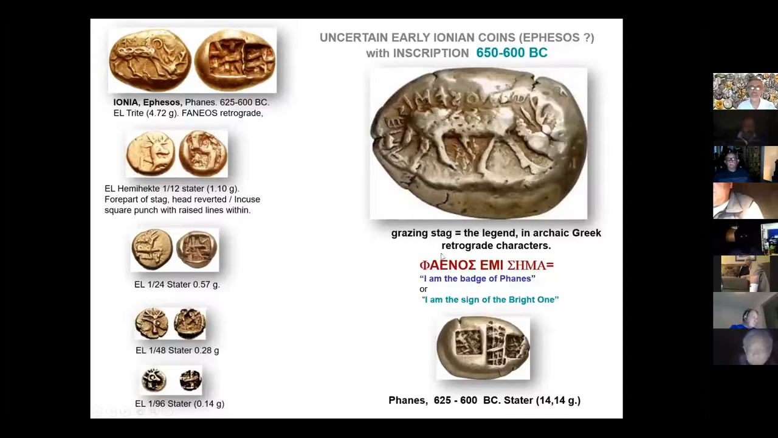So the scholars would like to connect this coin to Artemis, and that's why some scholars believe that Phanus means the bright one. And then, of course, the stag being one of the attributes of Artemis simply leads us to believe that these coins were struck at Ephesus. And as you see, they come in various denominations, even down to 1/96th stater.